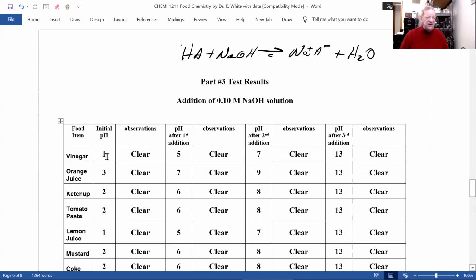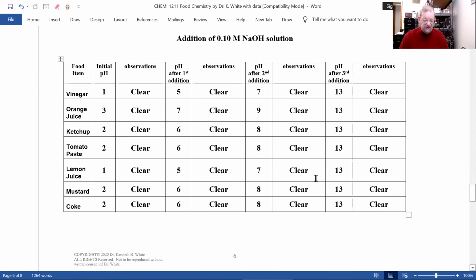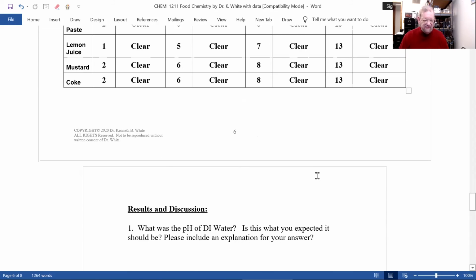For vinegar, it starts out at pH 1. You add some of the sodium hydroxide, it's pH 5, then 7, then add a lot more, it's 13, which is a pretty strong base at that point. Remember, the pH scale goes from 0 to 14.